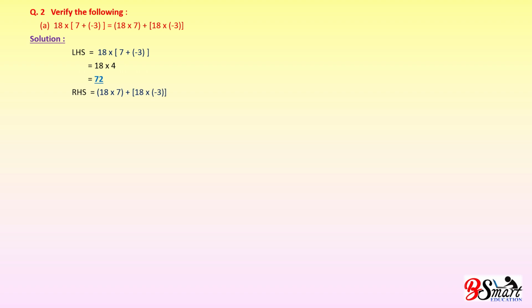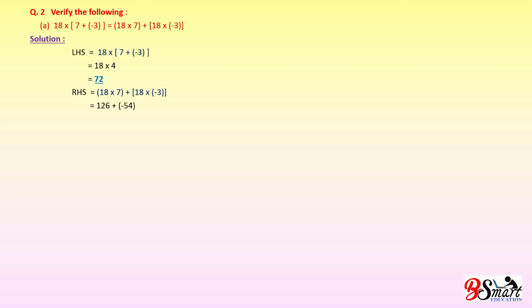Question number 2. Verify the following. A. 18 into 7 plus minus 3 equal to 18 into 7 plus 18 into minus 3. Solution. LHS, left hand side. 18 into bracket 7 plus minus 3 equal to 18 into, opening the bracket we get 4, which is 72.